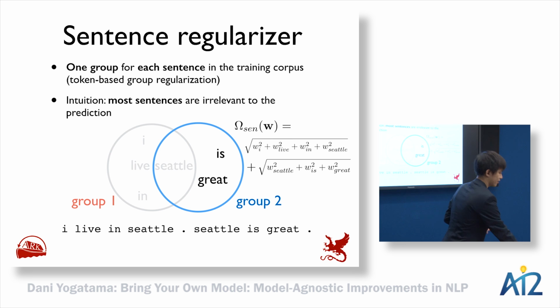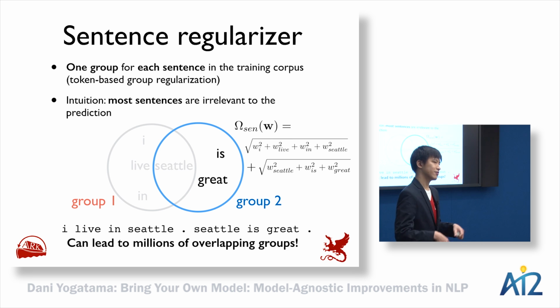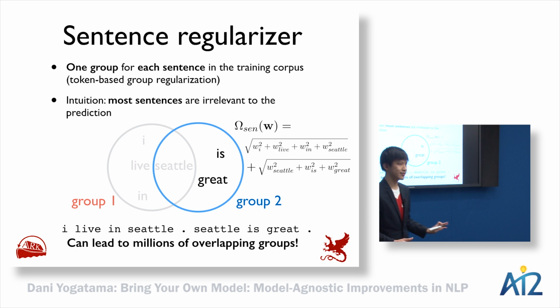But the problem is in a typical corpus, we will have millions and millions of sentences, right? So the grouping in our feature space will be very complex. There will be millions of groups, and they overlap heavily because words appear in more than one sentence, right? But this is the kind of effect that we want to get. We want the model to ignore the first sentence in this case, and only use the second sentence when learning, because we can say that the first sentence probably introduces more noise than signal when learning the weights.